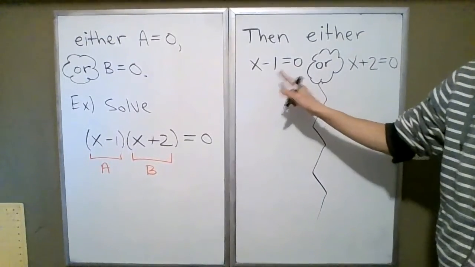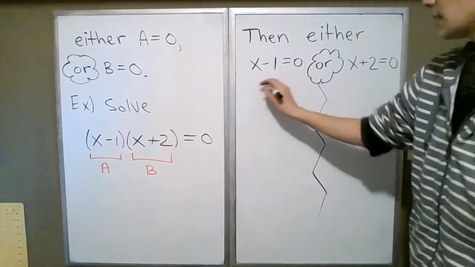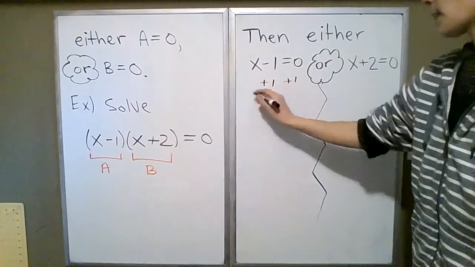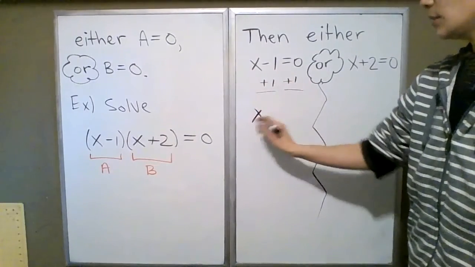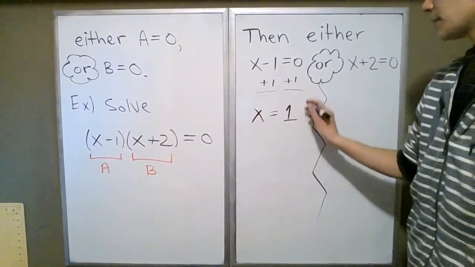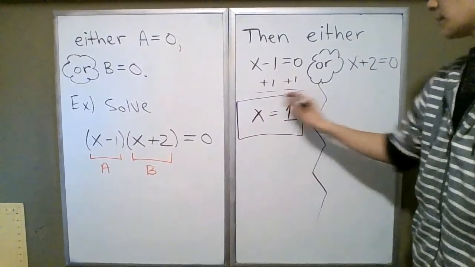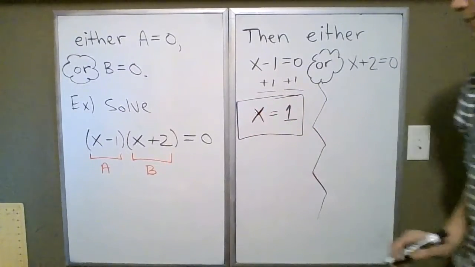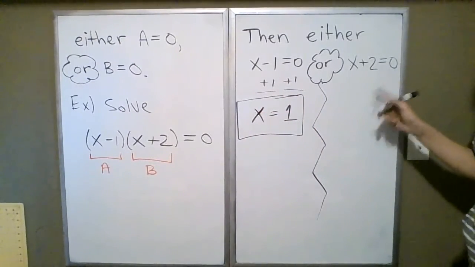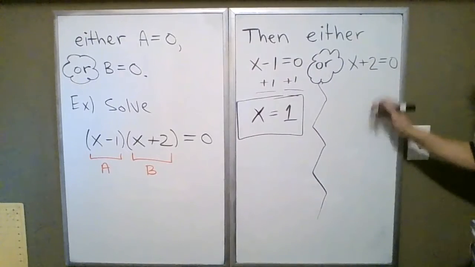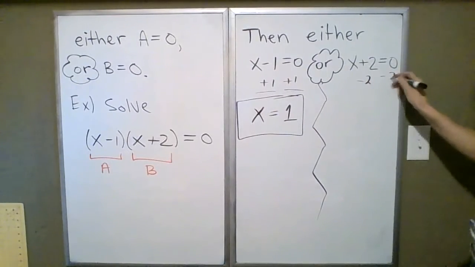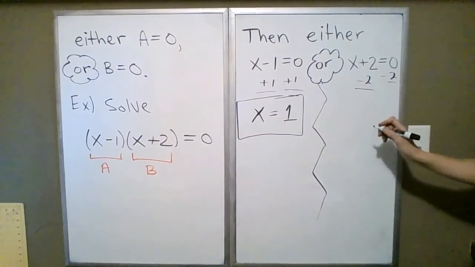Okay, on this side, you just add 1 to both sides. And x would equal positive 1. On this side, we need to subtract 2 from both sides. We got x equal to negative 2.